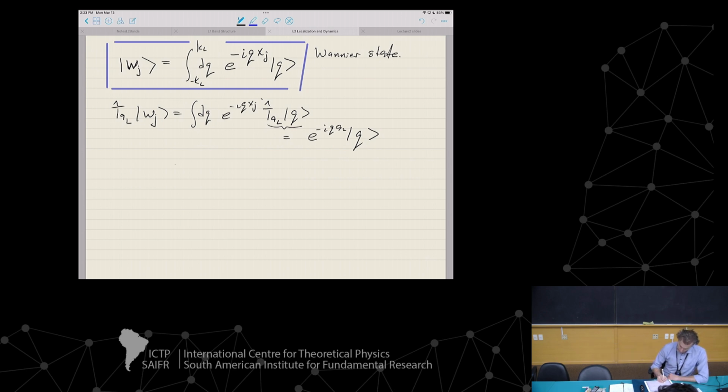And now if I stitch all this together again, this is e to the minus i q x_j, and now x_j just has one lattice site added to it. And that's, of course, what I would have meant by the W state at j plus 1. Okay. So because of this, all Wannier states look the same in a given band.